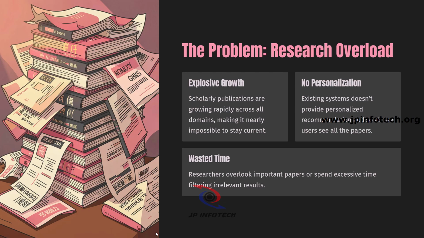For example, one user has a research interest in machine learning, but another user has a different interest, say cloud computing or any other domain. But the existing problem is that it shows all the papers to all the users. It does not have the research interest concept and does not show recommendations accordingly. So here the problem is explosive growth, no personalization and wasted time.